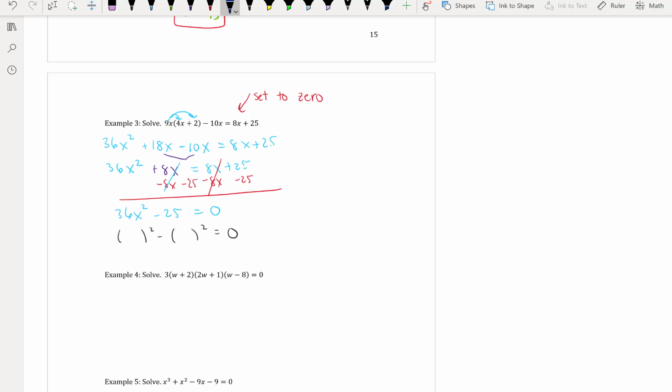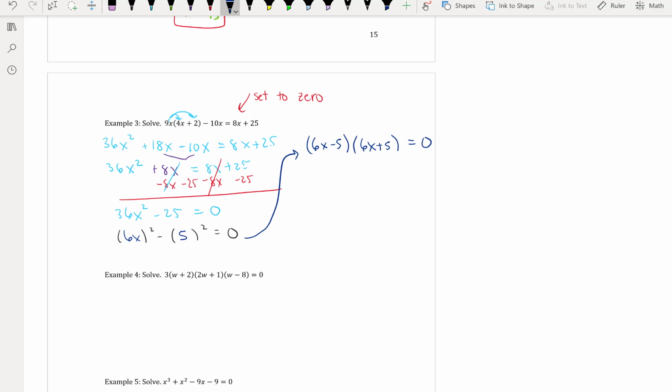So the perfect squares: 6 times 6 is 36, 5 times 5 is 25. So now I know how I'm going to be writing my conjugate pairs. So I know I have 6x minus 5. And the conjugate pair means it's going to be addition, opposite sign. So 6x plus 5 is equal to 0.